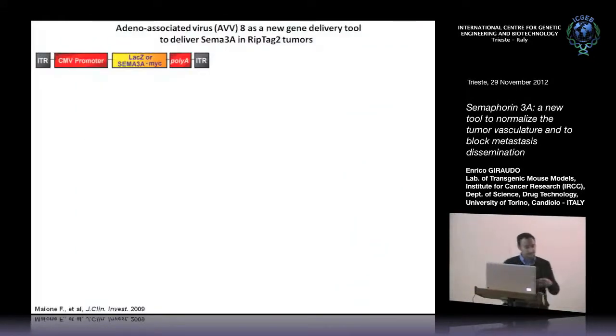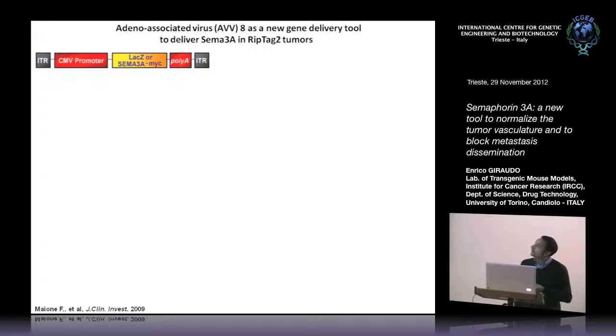So, in order to find a way to study the functional contribution of Sema3A in tumor angiogenesis in vivo, since Sema3A was lost in tumor, we found a way to re-express, to overexpress Sema3A in tumor. In this way, we started our collaboration with Mauro and Federica Maione, who are in the audience.